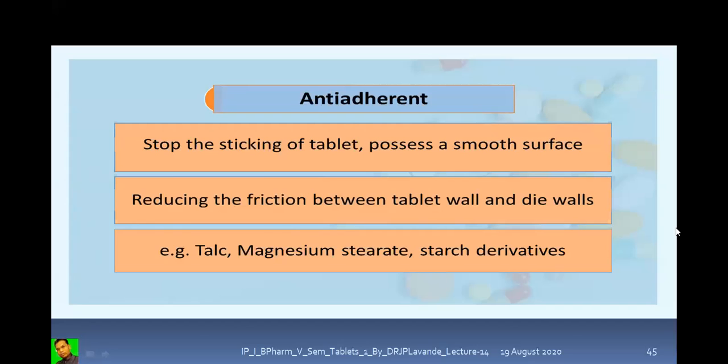In addition to the glidant and lubricant, we require the addition of the anti-adherent. Anti-adherents act against sticking of the tablet and give a smooth surface. They reduce the friction between the tablet wall and the die walls. Examples of the anti-adherent are talc, magnesium stearate, and starch derivatives.